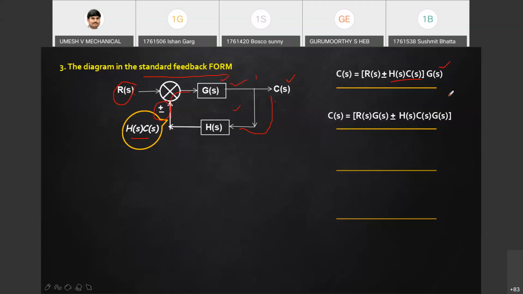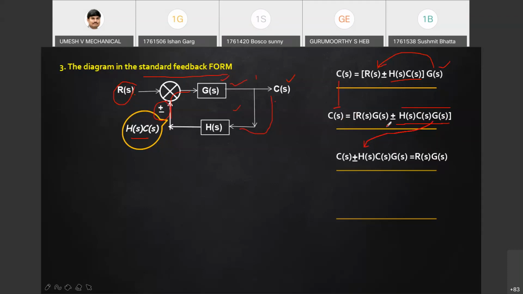Now let us make some modifications here. C(S) you keep. Then this G(S) you bring inside the bracket. It becomes C(S) equals G(S) times R(S) plus or minus H(S)C(S)G(S). We didn't do anything except bringing G(S) inside the bracket. So next step, this plus or minus C(S)H(S)G(S) can be brought to the other side, because on the left hand side you have C(S), and on the right hand side only this term has C(S). So I am transferring it to the left hand side.